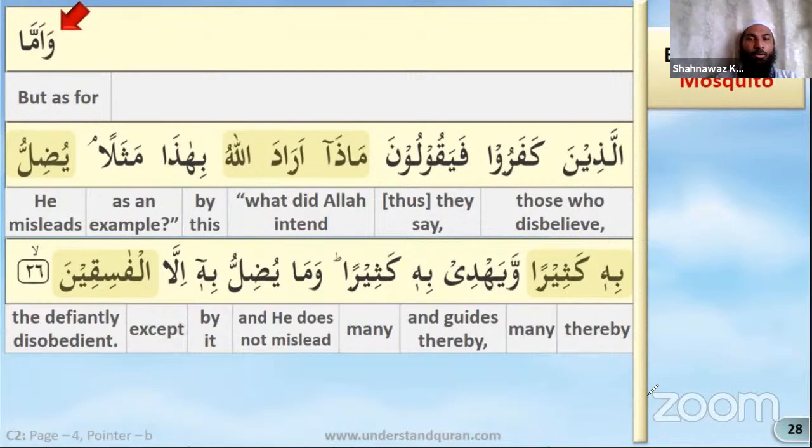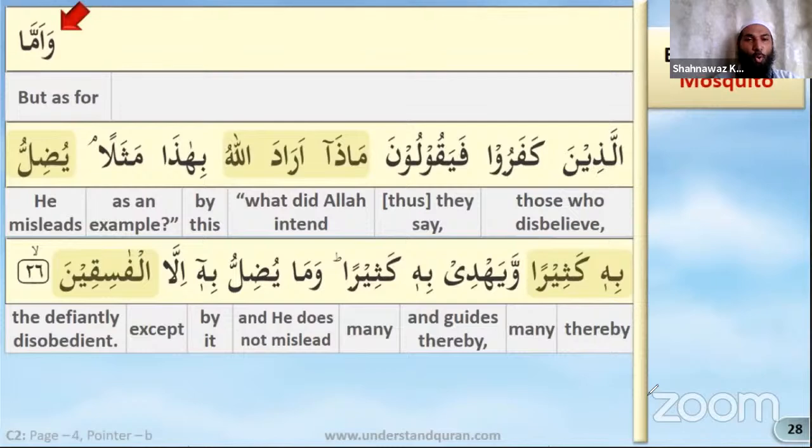Wa amma. Also, madha has got a mad there, so this mad has to be pronounced because it is followed by a hamza. Madha, the ra has to be again with a full mouth. Here Allah is being preceded by a fatha, so Allah has to be pronounced. This is called lam jalala of Allah. So not Allah, but Allah, with a full mouth.